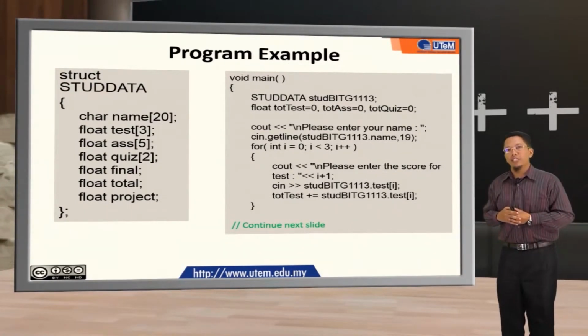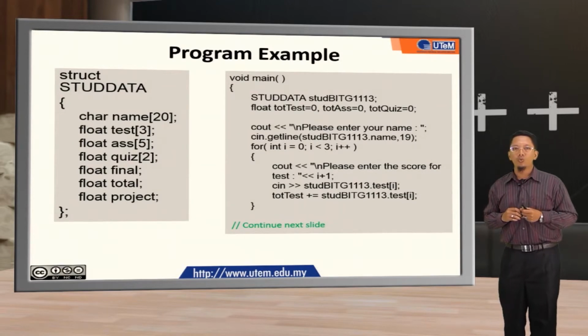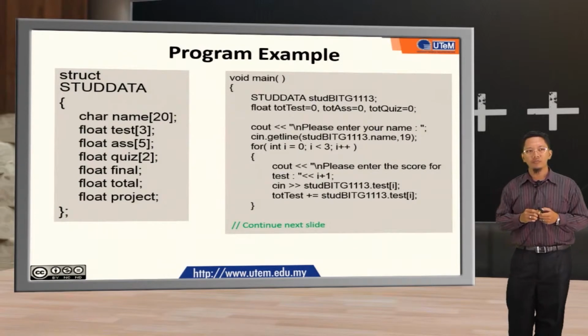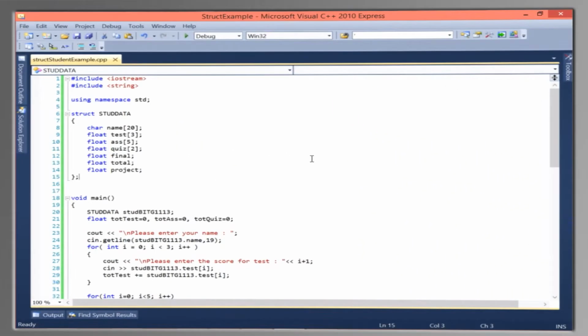In this program example, I will run it inside Visual Studio to explain and see what actually happens. Now we'll be seeing the example by running it inside Visual C++ 2010. Later on, I will run the debugger and execute line by line to see what actually happens.